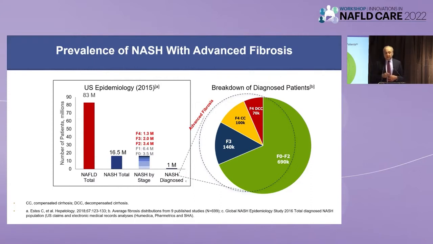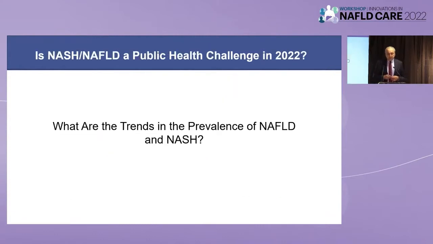About 1 million people, and the vast majority of them, almost 3/4 of these individuals, will have early stage non-alcoholic steatohepatitis with F0 to F2, and about 240,000 or so will have the higher stages. This is, again, a relatively older study and needs to be updated.